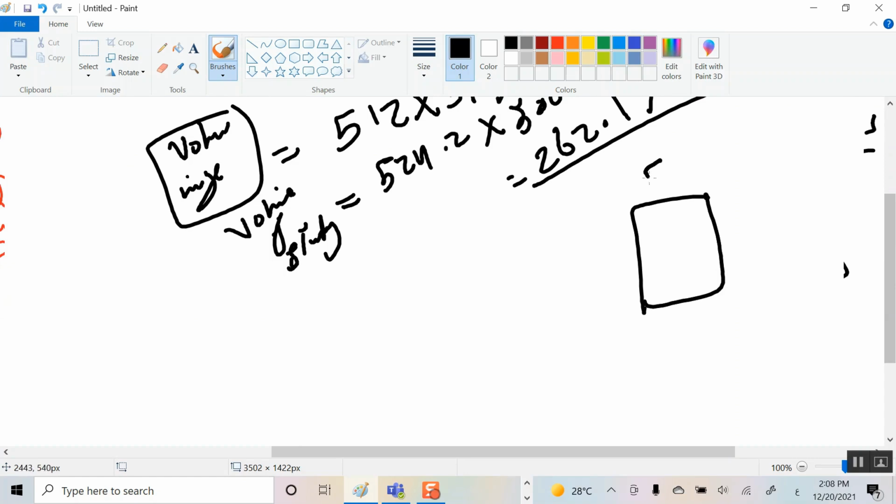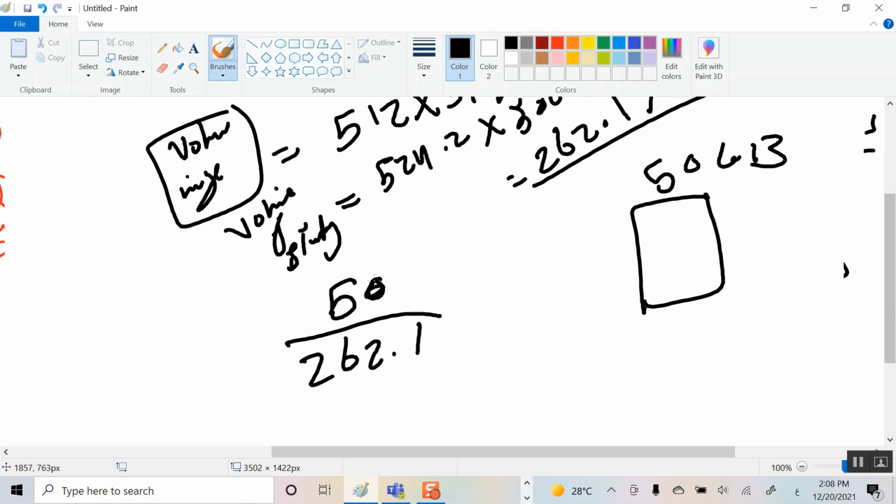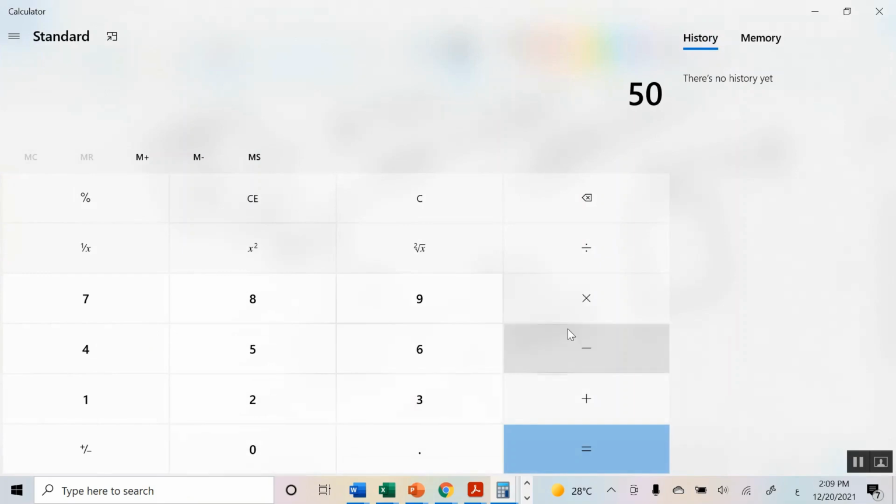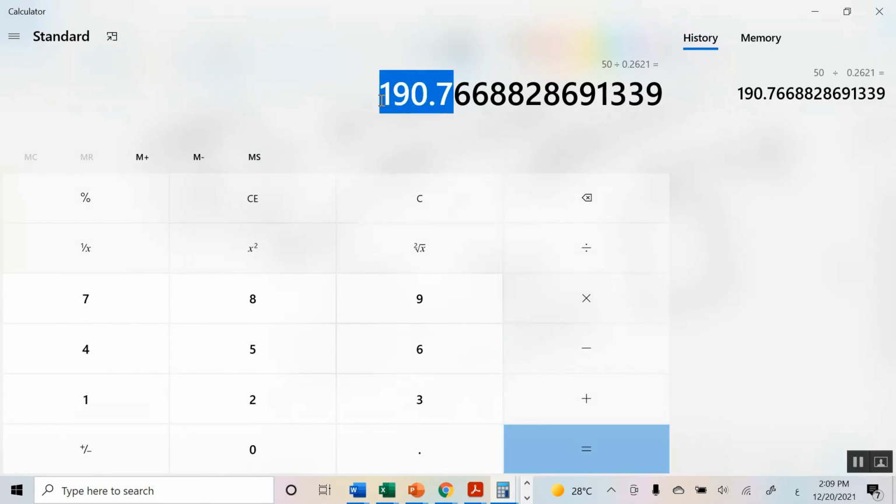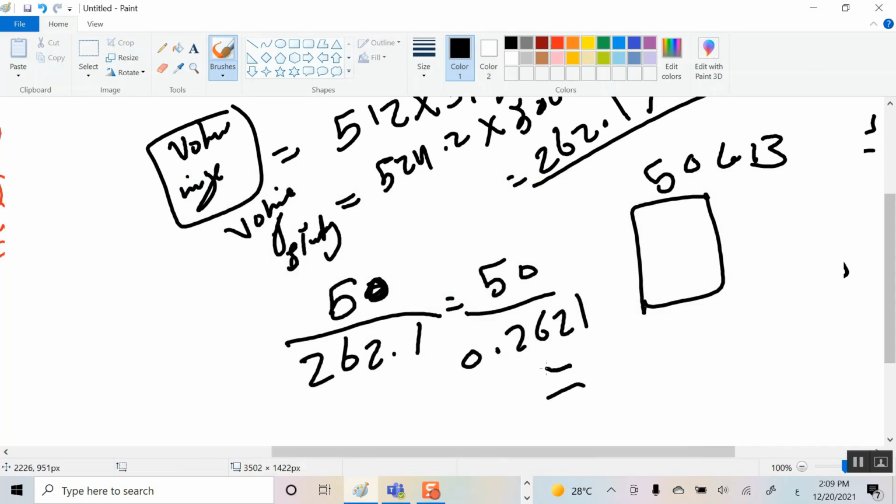You have a 50 gigabyte hard drive, and you want to know how many studies it can hold. You multiply 50 by 1000 to convert it to megabytes, then divide by the study size of 262 megabytes, which is 50 divided by 0.262. There are roughly around 191 studies left.